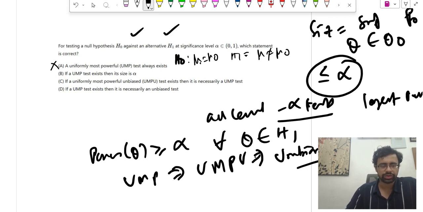If a UMP test exists, then its size is alpha. So size is actually less than or equal to alpha. So in this case, this is also false.